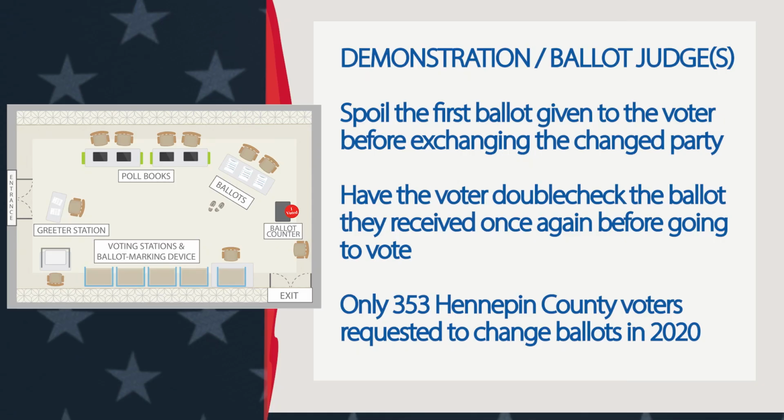Election judges should then spoil the ballot given to the voter before providing them a new one. Ballot judges must again be careful to confirm the voter's correct political party preference once more before issuing this exchanged ballot, and encourage the voter to confirm the correct ballot before going to the booth to vote. While the request to change party after checking in was uncommon in the 2020 primary, it may still occur.